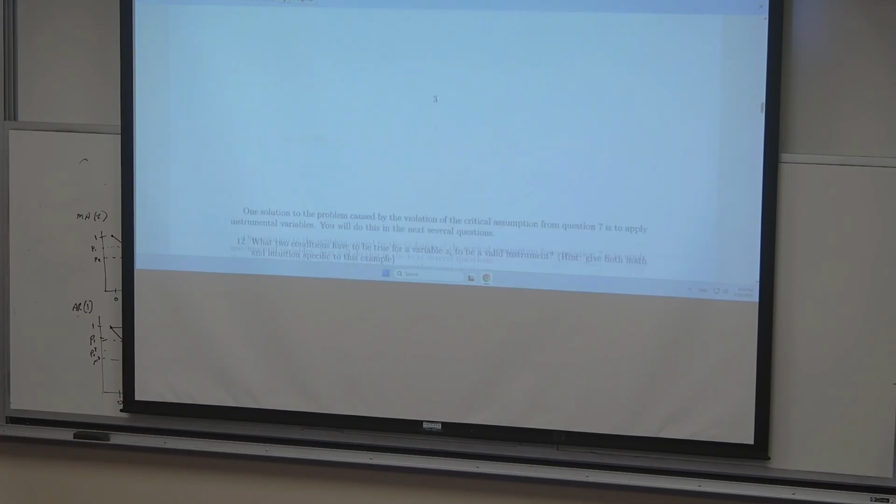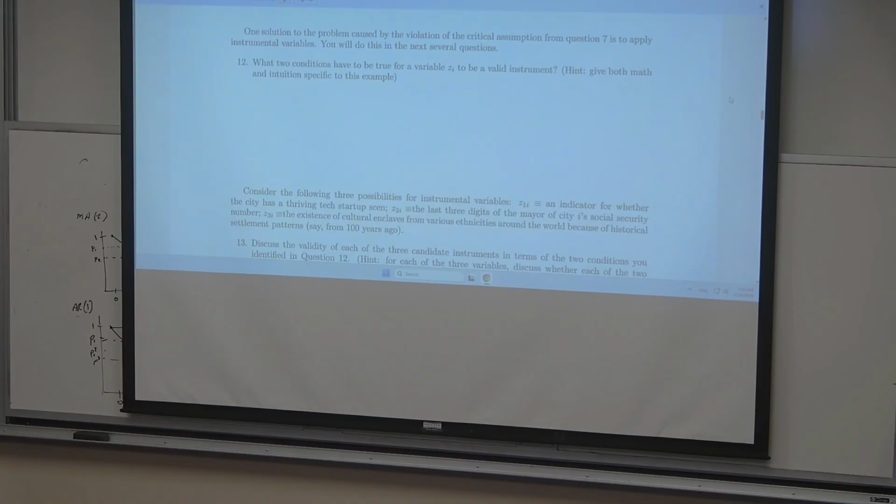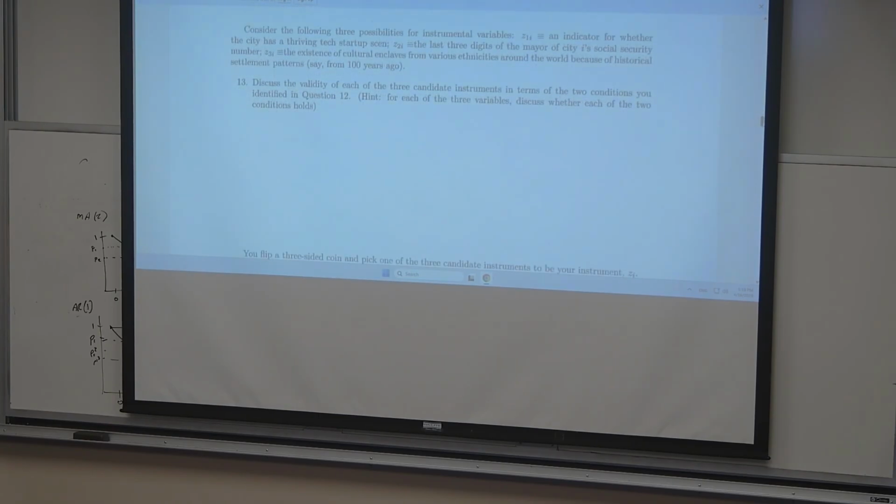Okay, perfect. Number 12, what 2 conditions have to be true for, okay, now we get to IVs, now we get to new stuff. What conditions? Exogeneity and relevance, right? We wrote those out mathematically and described them as well. 13, this is a happy face, sad face question. Discuss the validity of the 3 candidate instruments. So he's got whether the city has a thriving tech startup scene, the last 3 digits of the mayor of the city's social security number, and the existence of cultural enclaves from various ethnicities because of historical settlement patterns.